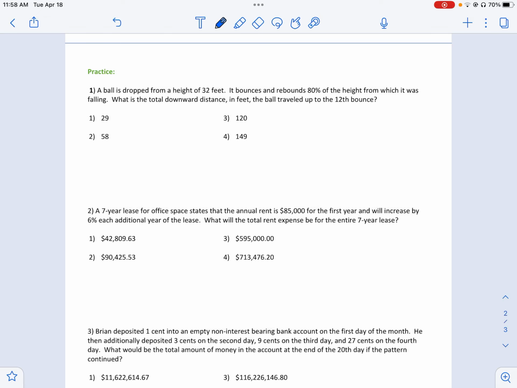Okay, part two, I will do the first three practice examples. They're all going to be geometric series because they're all going by a percentage or a factor, and it is asking for the total after a sequence occurs.